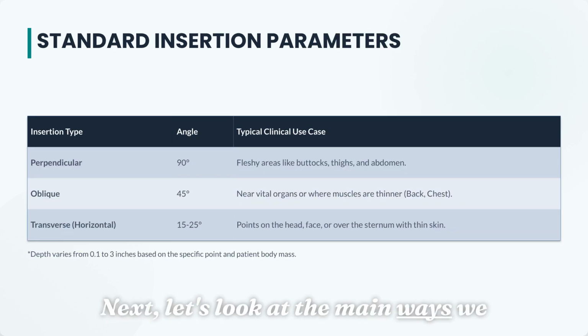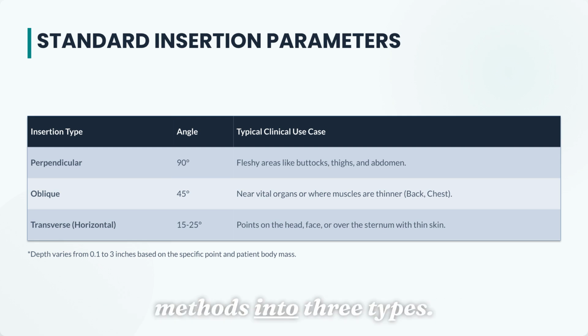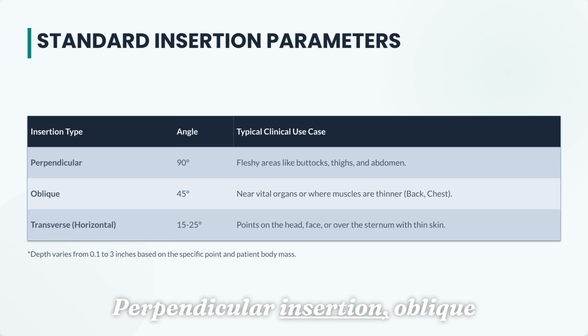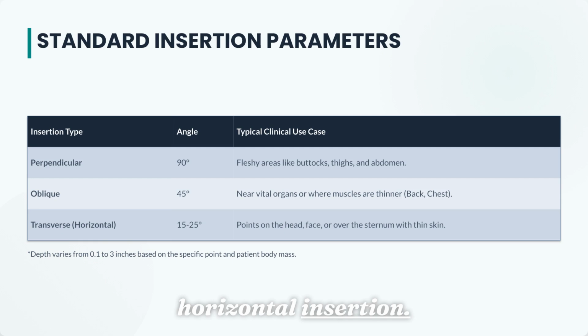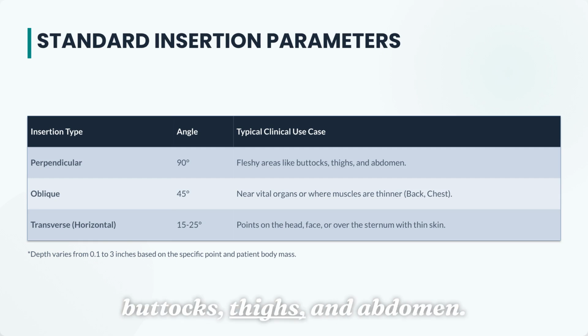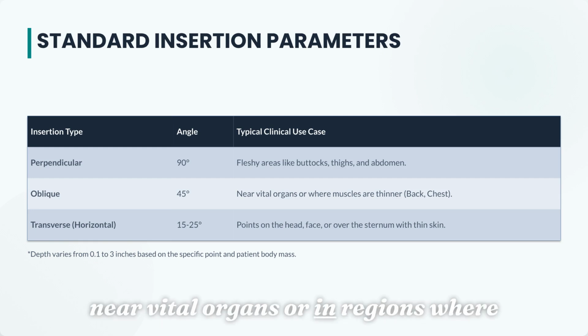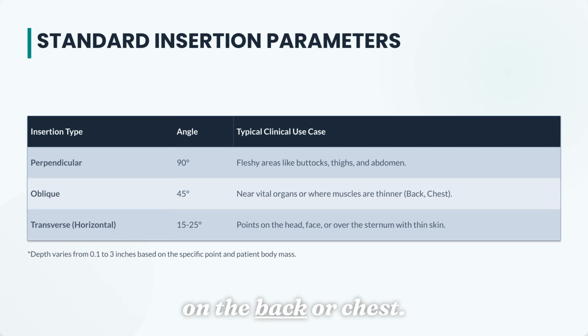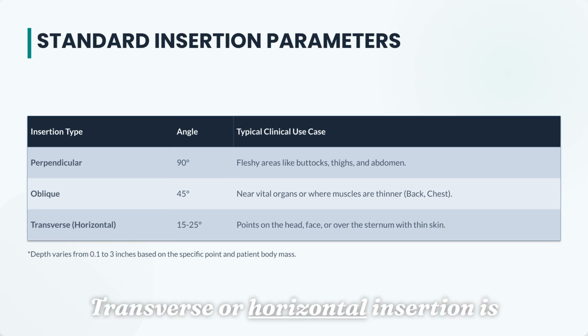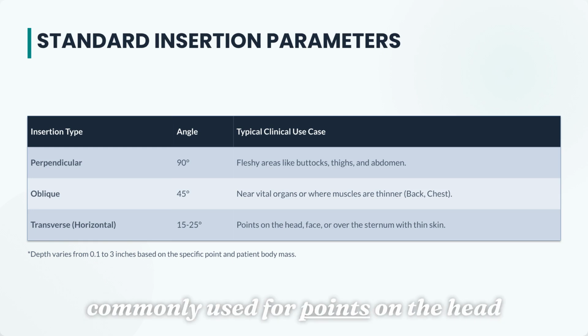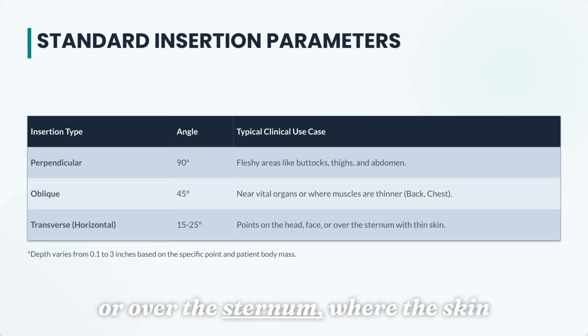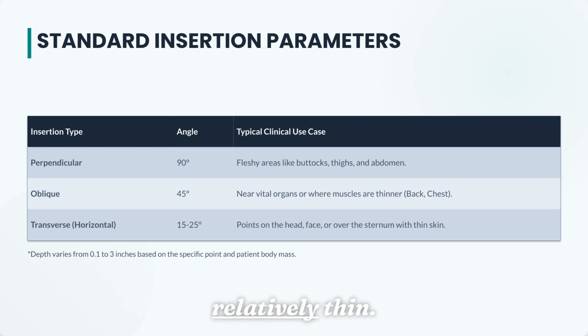Next, let's look at the main ways we insert acupuncture needles into the body. In general, we can divide insertion methods into 3 types: perpendicular insertion, oblique insertion, and transverse, or horizontal insertion. Perpendicular insertion is mainly used in fleshy areas, such as the buttocks, thighs, and abdomen. Oblique insertion is typically used near vital organs, or in regions where the muscles are thinner, for example on the back or chest. Transverse, or horizontal insertion, is commonly used for points on the head and face, or over the sternum, where the skin and subcutaneous tissue are relatively thin.